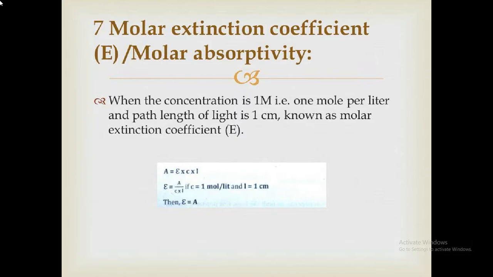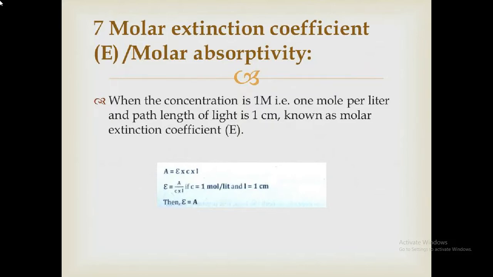Another name for molar extinction coefficient is molar absorptivity. The name molar indicates we are going to take a concentration of 1 mole per liter, and the path length of the light we are going to take is equal to 1 centimeter. Then it is called the molar extinction coefficient. It is denoted by epsilon. It is written as E because I was not able to get that symbol. So in a fast mode I am doing all this. So this is not E, this is epsilon.